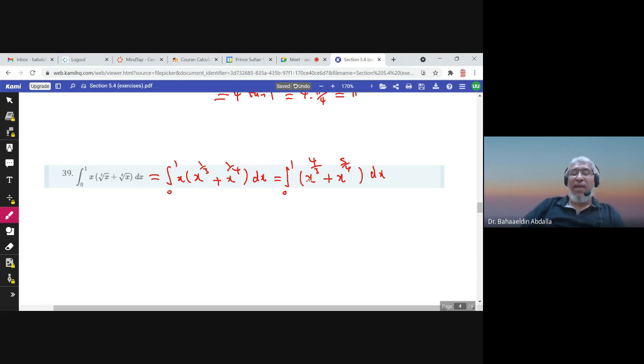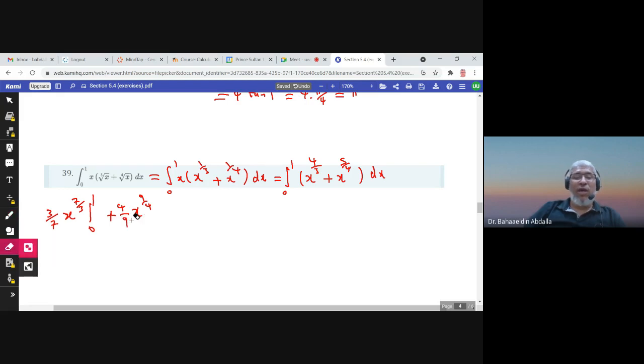And now I can use the formula for x to the power n. So the integral of x to the power 4 over 3 would be x to the power 4 over 3 plus 1, so 7 over 3, over 7 over 3, or I just write it 3 over 7 here, from 0 to 1, plus x to the power 5 over 4 would be x to the power, I add 1, so 4 over 4 plus 5 over 4 would be 9 over 4, over 9 over 4, or multiplied by 4 over 9, and also from 0 to 1.